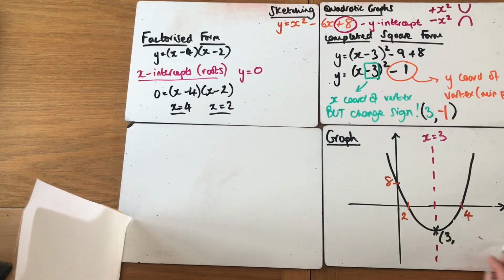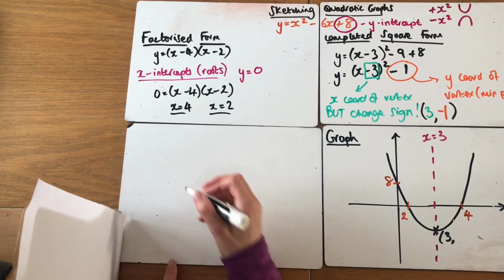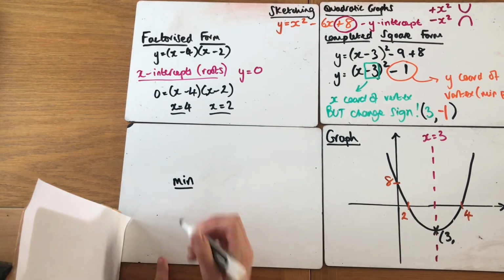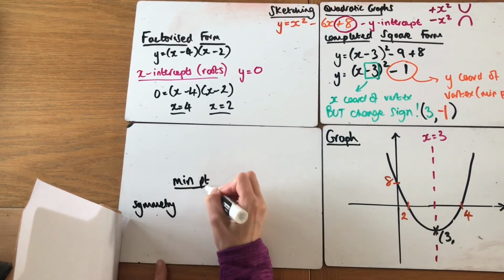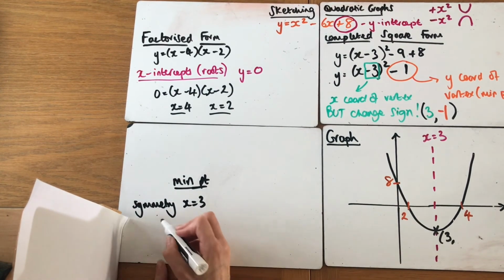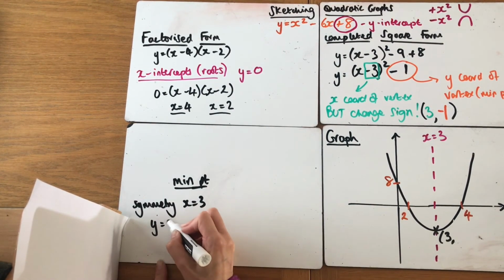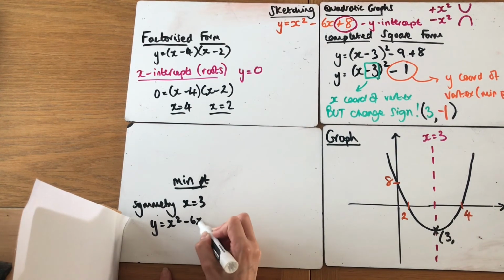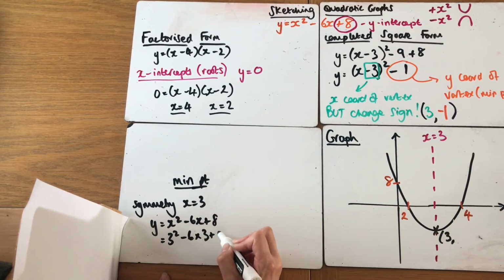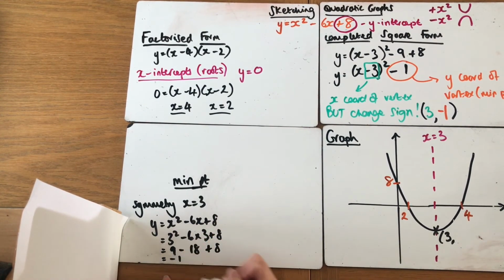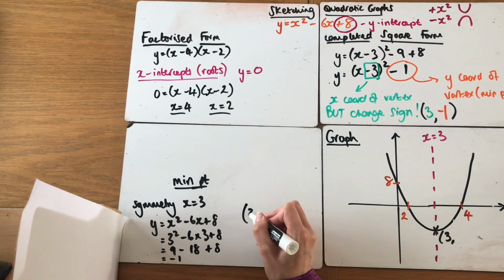I've realised that you couldn't see the bottom right hand corner of this whiteboard over here, so you couldn't see how I used the symmetry to work out the y-coordinate of the minimum point, so I'm just going to do that over here. By just using the symmetry of the graph, we had the x-coordinate equals 3, and we can substitute that into the equation of my graph, y equals x squared minus 6x plus 8, which gives me 3 squared minus 6 times 3 plus 8, so I get 9 minus 18 plus 8, which is minus 1. So that gives me my minimum point of (3, minus 1).